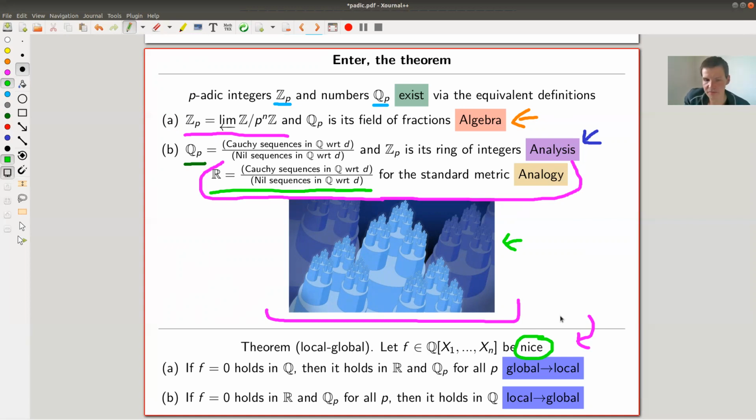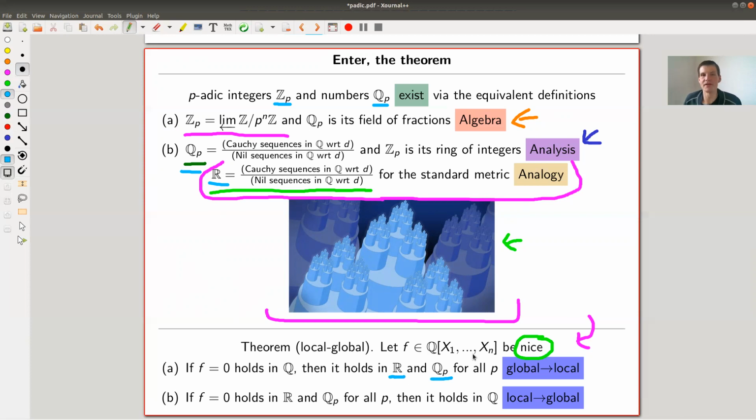And this is just hard. What is easy to see is, because you have this construction, those completely equivalent constructions, Q sits inside them. So if this holds in Q, so you get a solution in the rationals, then you also get a solution in R and in Qp for all p. You have a global solution, and then you get local solutions. That's rather uninteresting.